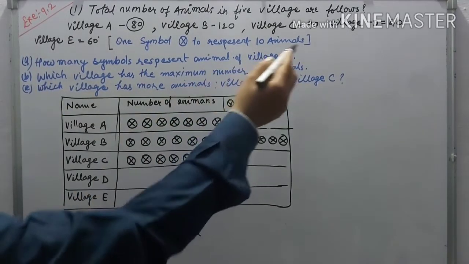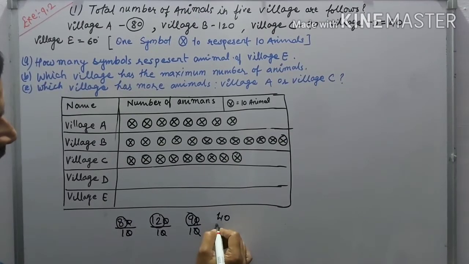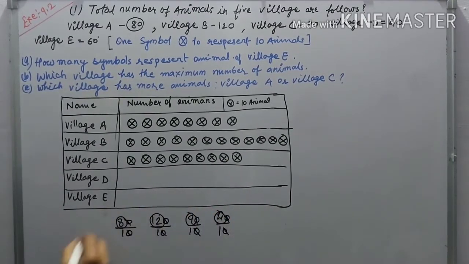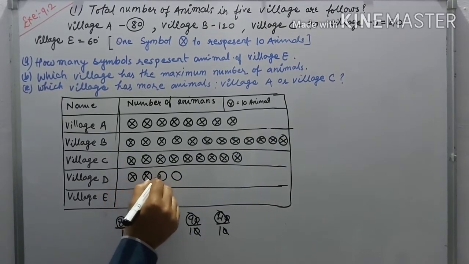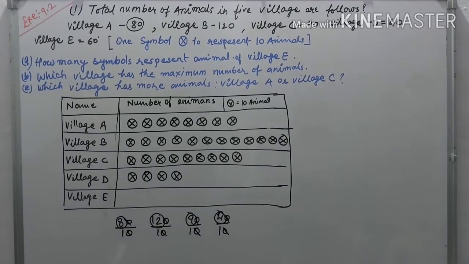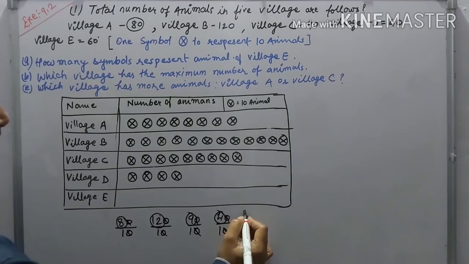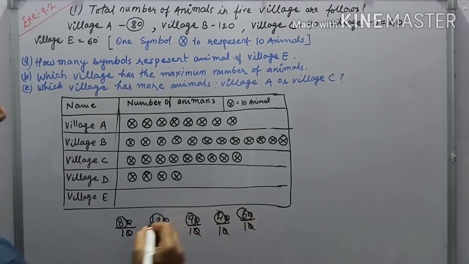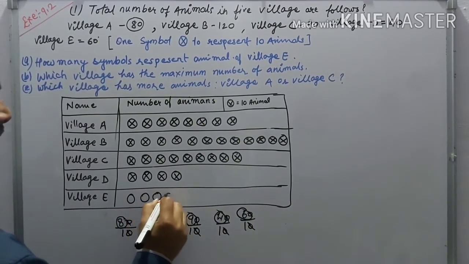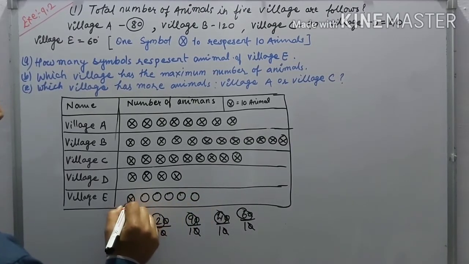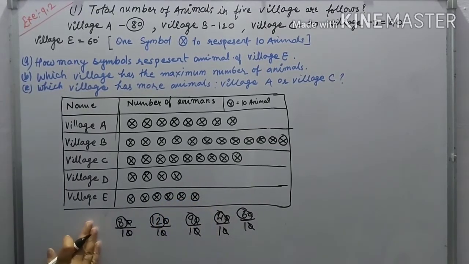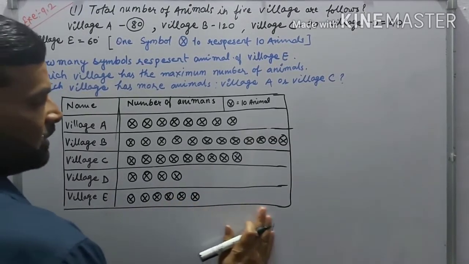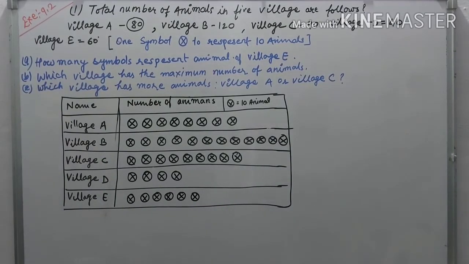Now D is 40. 40 upon 10, the zeros cancel, only 4: 1, 2, 3 and 4. Last is 60. 60 upon 10 is only 6: 1, 2, 3, 4, 5, 6. There are 6 symbols. It shows the number of animals in village E. So here your pictograph is complete.